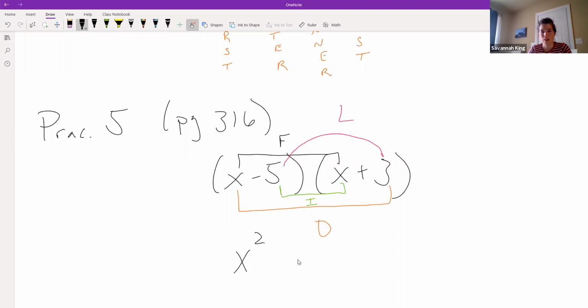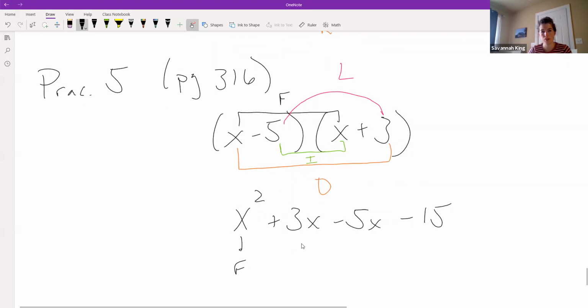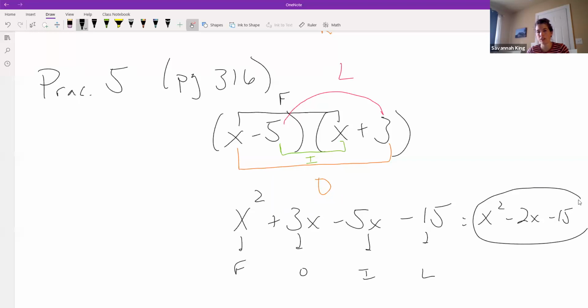First, outer, inner, last. And I will put the results there. First, outer, inner, last. But of course, it doesn't do anything about your like terms. You have to remember to move those together. And that's the answer. So if you like FOIL, if you've heard FOIL, you're welcome to use that.